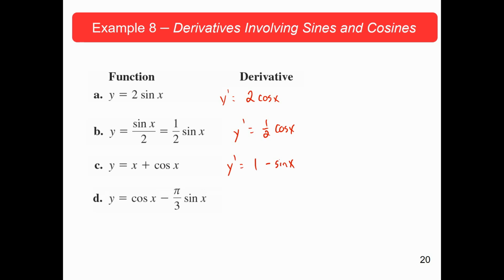Last one here, y equals cosine x minus pi over 3 sine x. Well, this is a difference. So the derivative of cosine is negative sine, minus pi over 3 times the derivative of sine, which is cosine. So you have negative sine x minus pi over 3 cosine x.